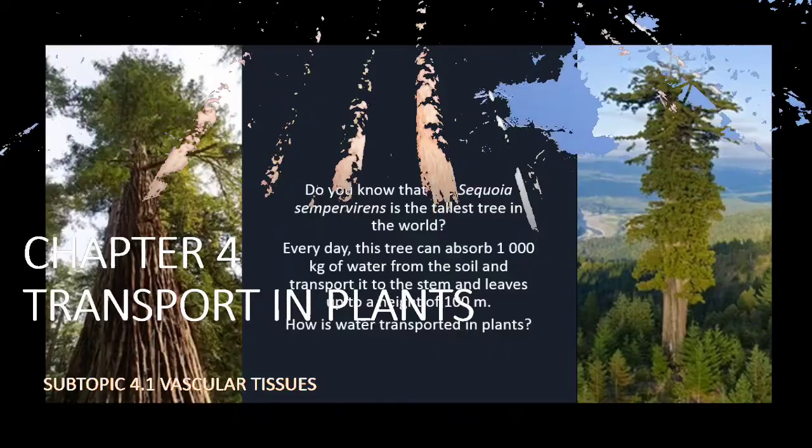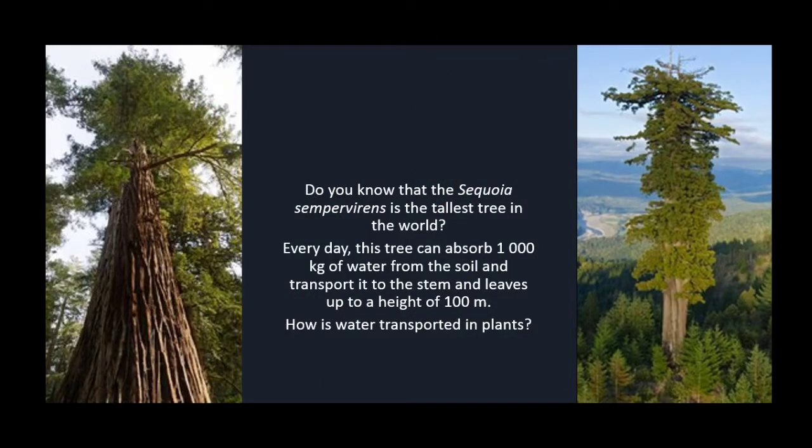Let's go. Do you know that the Sequoia sempervirens is the tallest tree in the world? Every day, this tree can absorb 1000 kg of water from the soil and transport it to the stem and leaf up to a height of 100 meters. How is water transported in plants?